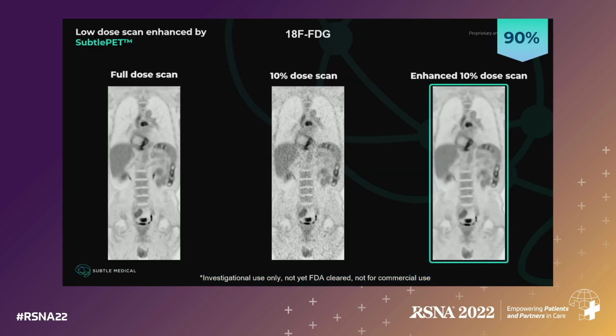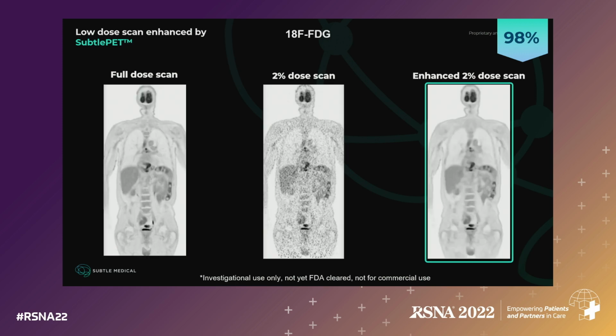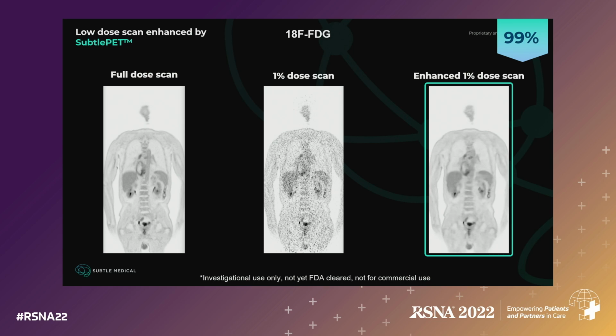Here's one case from that competition with a 90% reduction in dose, enhanced back. And then going even further, we go to 98% reduction. At this dramatic dose reduction, you do start to see some small structures being lost, so this is an active area of research and development for our team. And then here's an example going all the way to 99% reduction of dose.